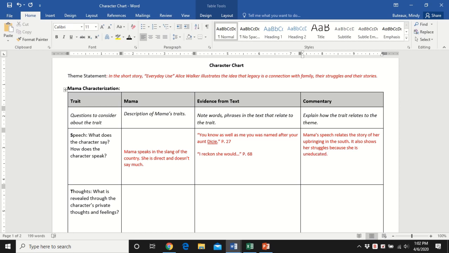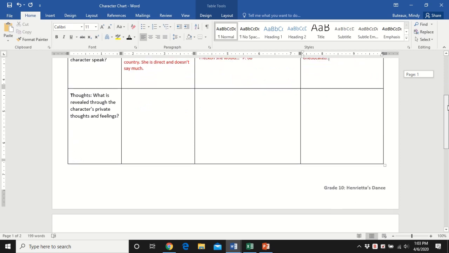And what I did to help you guys out is I put the theme at the very top of the paper here in red. In the short story Everyday Use, Alice Walker illustrates the idea that legacy is a connection with family, their struggles, and their stories. And that's what this text is about. The text is about how Mama and Dee and Maggie fit into this or bring about this legacy. And remember with Henrietta Lacks, her legacy is kind of like her cells. But here we're showing that a legacy could be just your connection with family. And as you do the characterizations, you'll get it more and more.